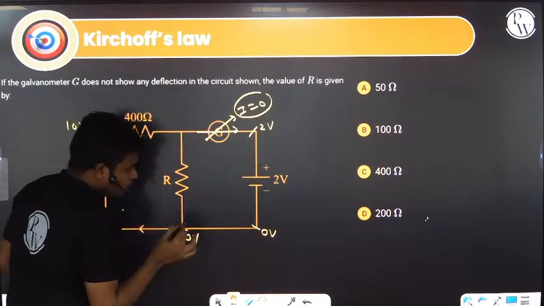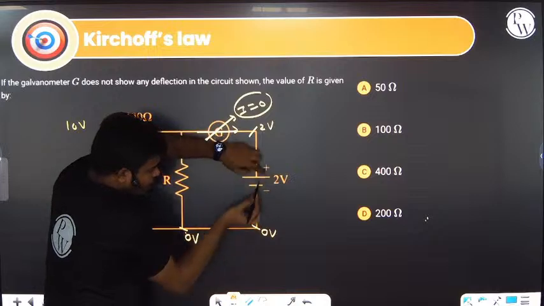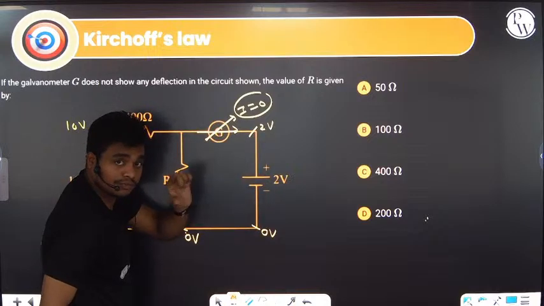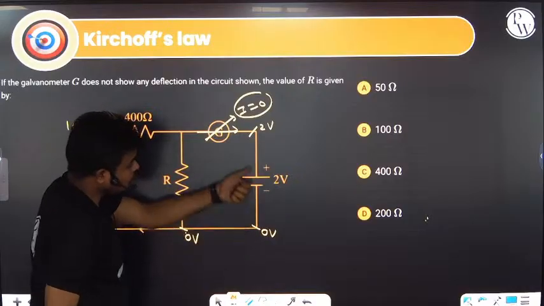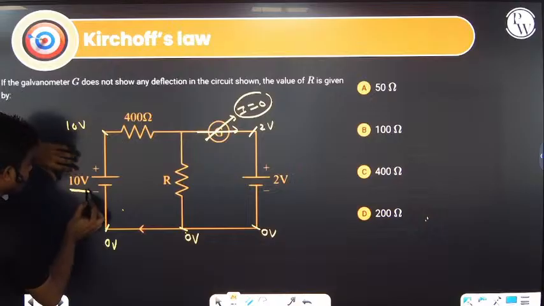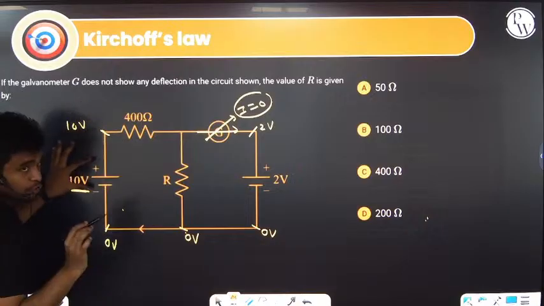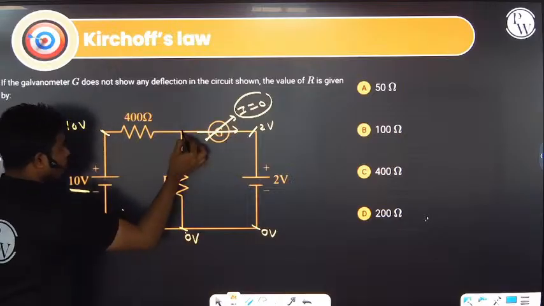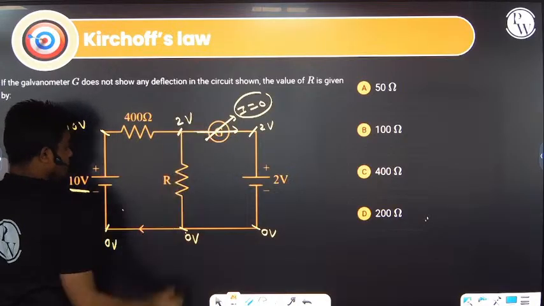This one is 2. Why 2? Because we are jumping the battery up 2 volt. So if this side is 0, this has to be 2 volt because the difference should be 2 volt. Again, this one is 0 volt, and this one is a 10 volt battery, so this has to be 10 volt because the difference has to be 10. This side 10 positive and this side 0. Whatever this particular point, again this will have a potential difference of 2 volt over here.